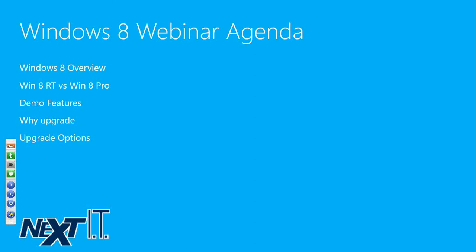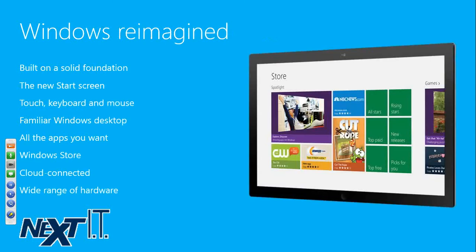So in today's webinar, our agenda really is to give you an overview or a sense of what Microsoft is trying to provide in Windows 8, as well as a couple of different versions which can be a little confusing: Windows 8 RT versus Windows 8 Pro. Then we'll do some live demo features. We'll talk about why we should care, why upgrade now, and then lastly, if we'd like to, how we actually execute that upgrade.